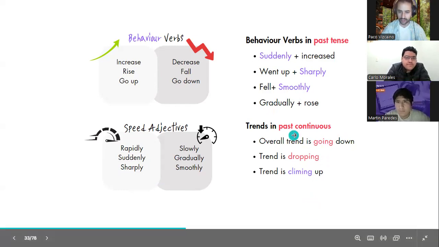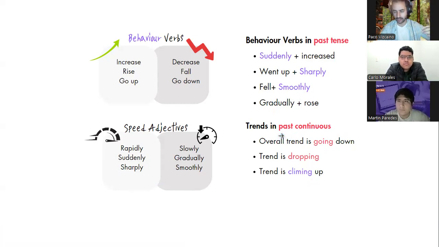And your trend is combined, en español quiere decir conjugado, is combined in past continuous. O sea, es conjugado en el continuo, because the trend's still happening. Es lo único de la gráfica que va en continuo es trend, because it's still happening, sigue sucediendo.